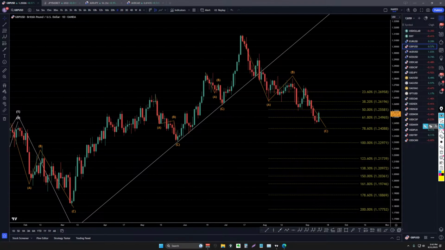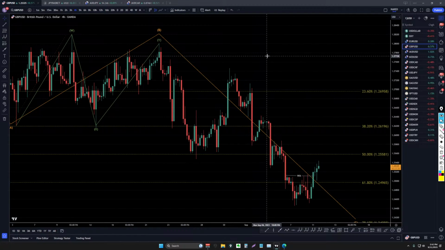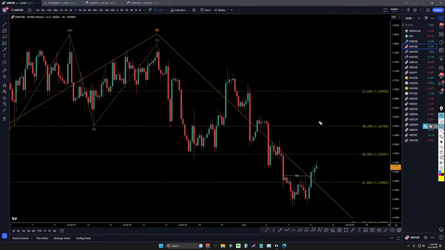Doesn't really seem like it's over yet, does it? We're not bouncing off a fib level. We definitely don't have a break of structure on this higher time frame. So far, there really is no reason to think that this move down is complete. But I have a feeling by the end of the week that's probably going to change.